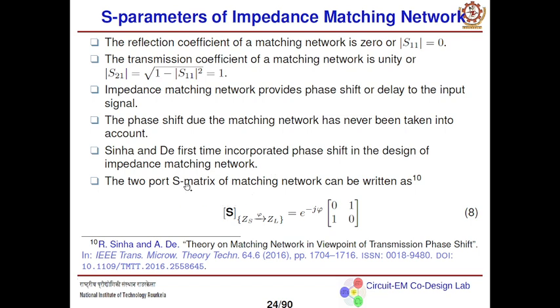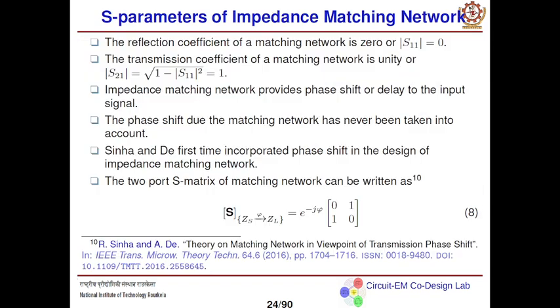Now the two port scattering parameters of the matching network can be characterized as S11 = 0, S22 = 0, and S12 and S21 are unity in magnitude, and the phase is phi. Because it is a reciprocal device, the phases of S21 and S12 are identical. There is no difference between them. They are equal.